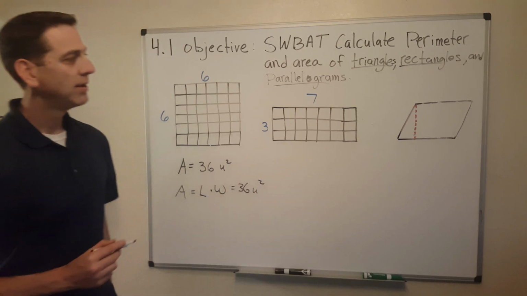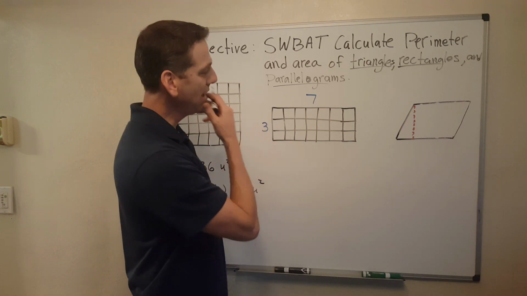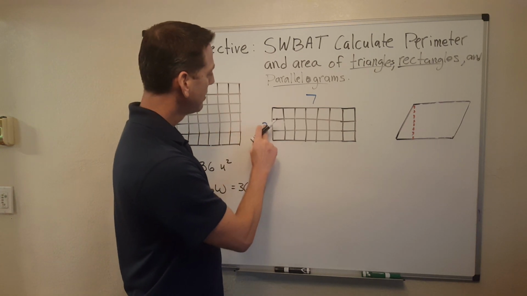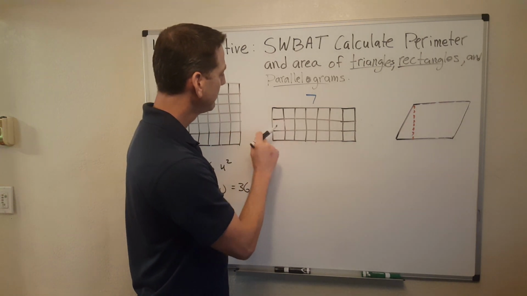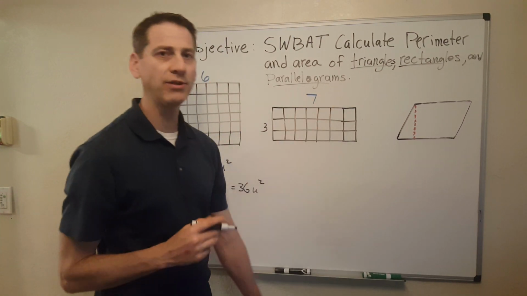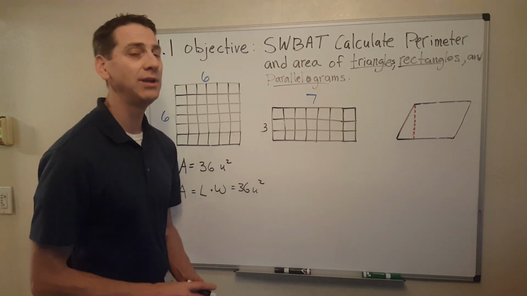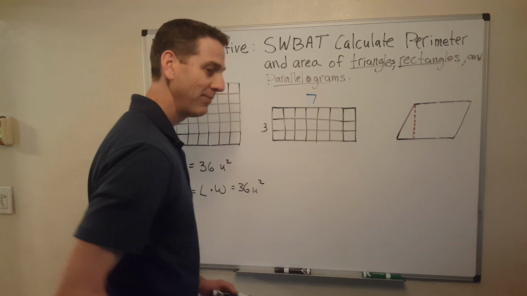The same is true right over here. Let's say I have this, 7 by 3. I could count all those up, or I could just simply go length times width. 7 times 3 is 21.